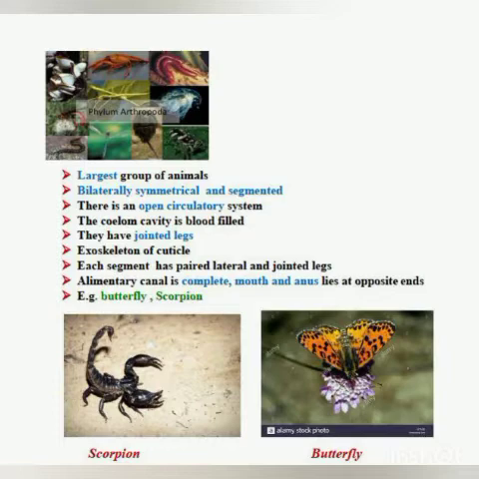Exoskeleton of cuticle. So it has an exoskeleton, and that is made up of a cuticle. If you see the scorpion also, outside there is some hard shell-like structure, that is the exoskeleton. And we humans, we have an endoskeleton, meaning our skeleton is the framework of bones, which is present inside the muscles.